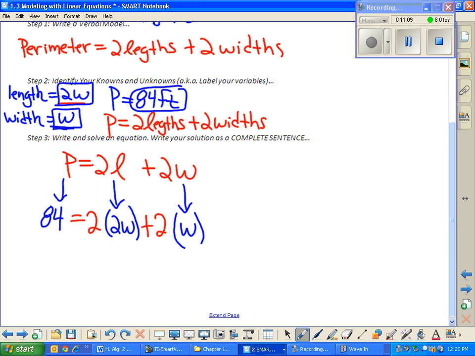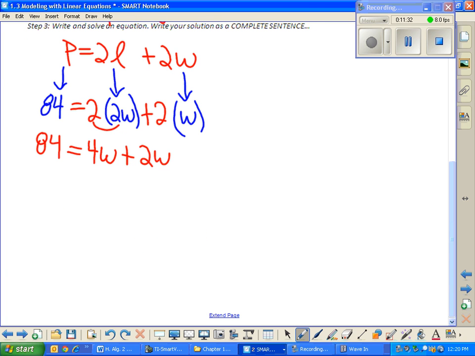On your quiz, we execute a 3-step process when we're trying to solve for a variable. So it's like we have 3 steps inside our 3 steps today. Woohoo! So you got to simplify the left and right side of the equal sign. This 84 stays put. 2 times 2W, that's 4W. And 2 times W is just 2W. And then I have like terms there. So I have 84 equals 6W. And then if I want to go ahead and solve that for W, I divide both sides by 6. So the width, or W in this case, ends up being 14 feet.